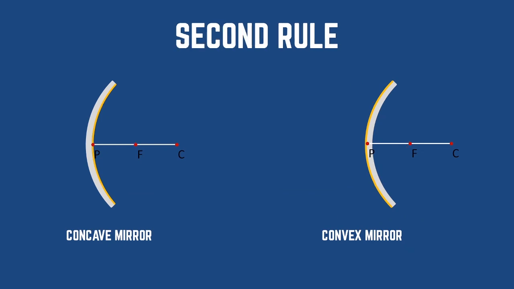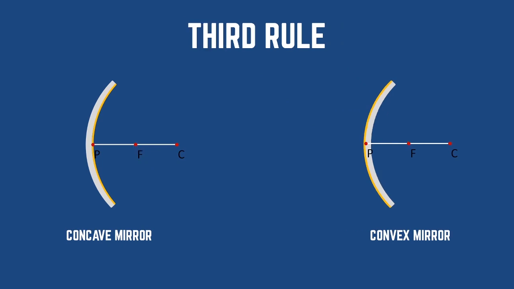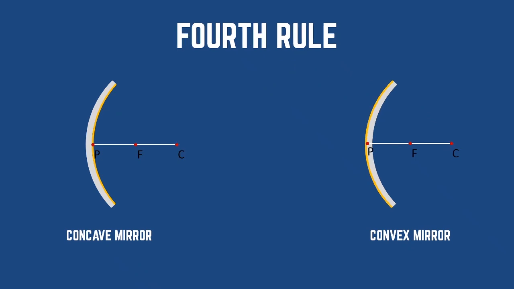Light rays passing through the focus in the case of concave mirrors or light rays directed towards the focus in the case of convex mirrors will get reflected back parallel to the principal axis. Light rays passing through or appearing to pass through the center of curvature get reflected back along the same path. And finally, light rays falling on the pole of the mirror get reflected obliquely along the principal axis.